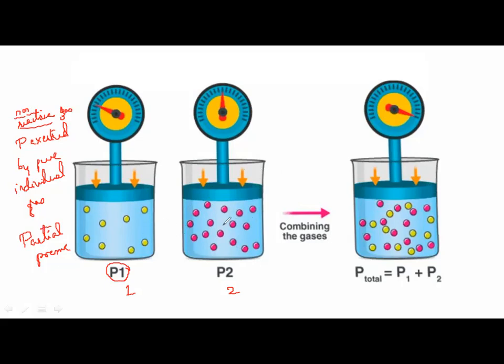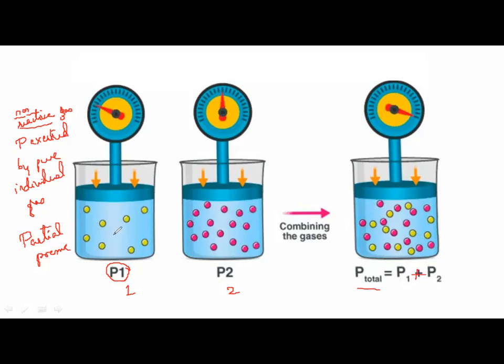When you take a mixture of two or more gases which do not react chemically, and place them in a closed vessel, the pressure exerted by the mixture is indicated as P total. The pressure exerted by the mixture is equal to the sum of the partial pressures of the individual gases.